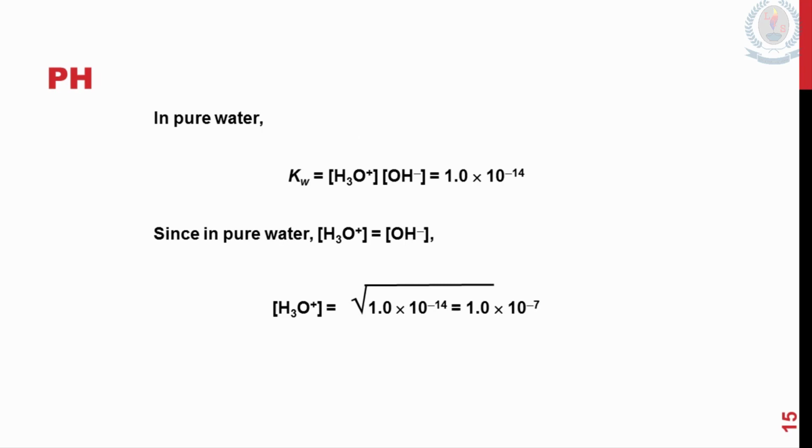In pure water, Kw is equal to the concentration of hydronium ion times the concentration of hydroxide ion. I mentioned that earlier also. So the value is 1 into 10 to the power minus 14. So we can now measure the pH of water. We can calculate it by this equation: pH is equal to minus log of the concentration of hydronium ion. Okay.